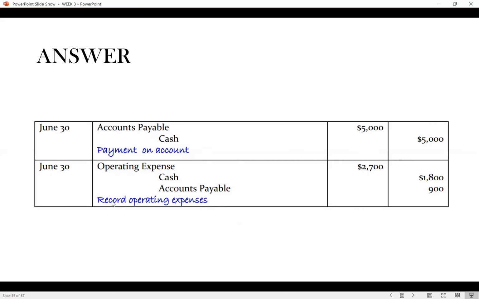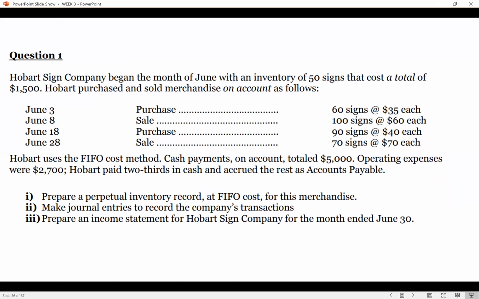And our narration here is just to record operating expense. Narration doesn't have to be a long sentence or a paragraph. You just want to explain what you're doing in the journal entry. So we would have completed part 1 and 2.